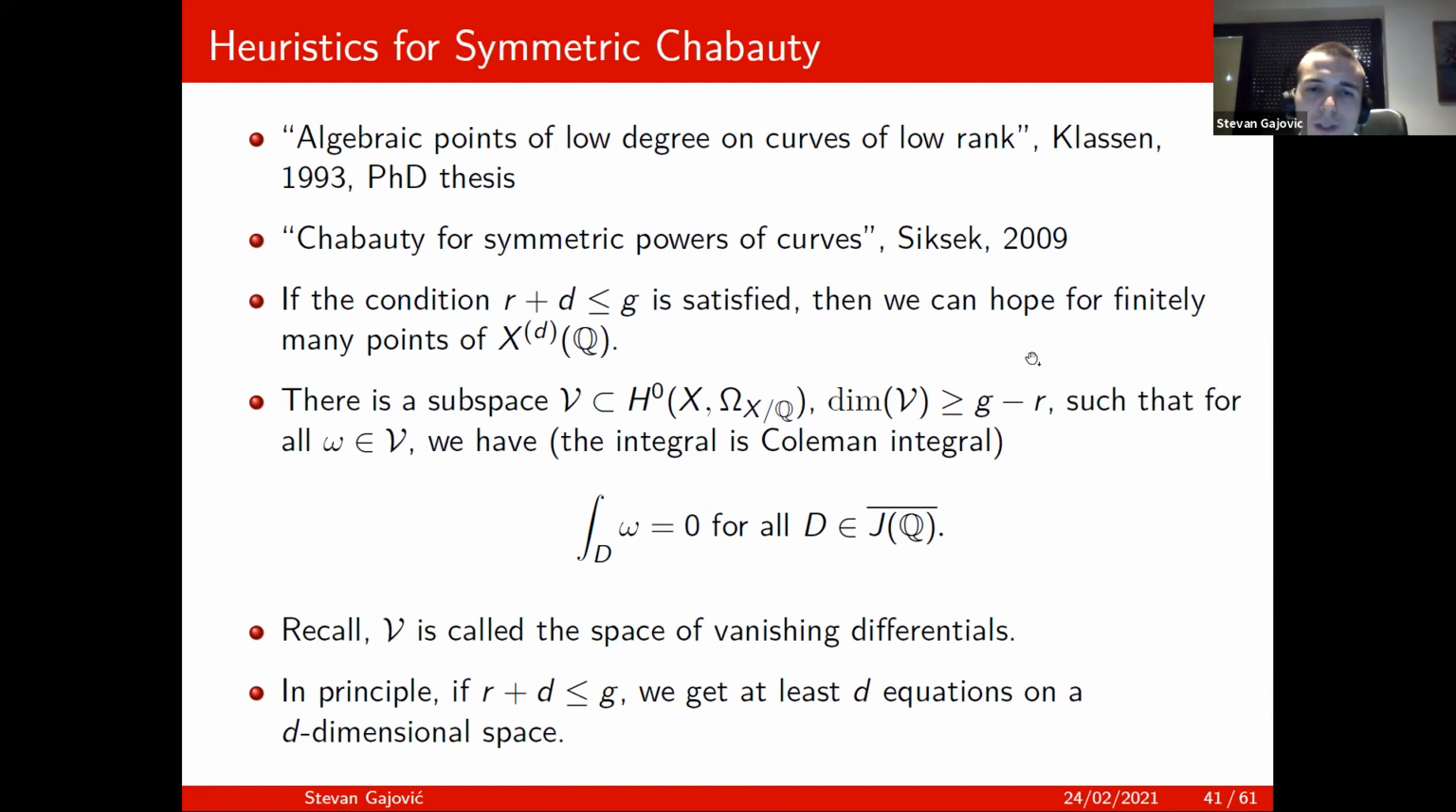And the strategy is similar. We again obtain a subspace of vanishing differentials, and in this case it will have dimension at least d, because we want this condition. Then we have at least d linear relations on a d-dimensional space, so that is our hope to get something finite.